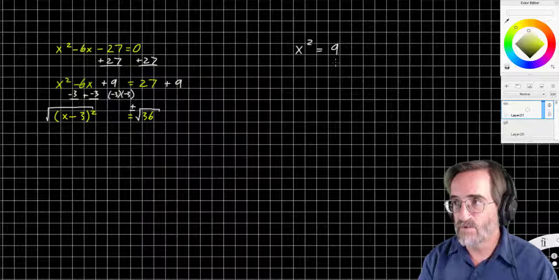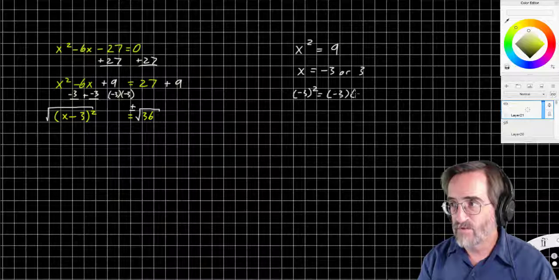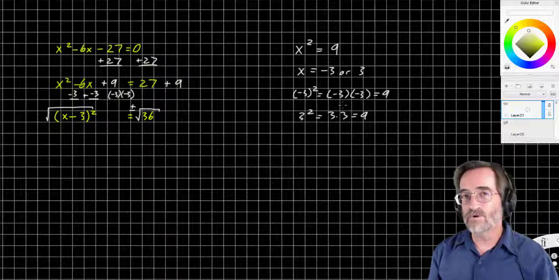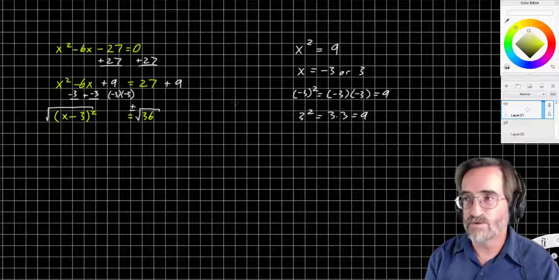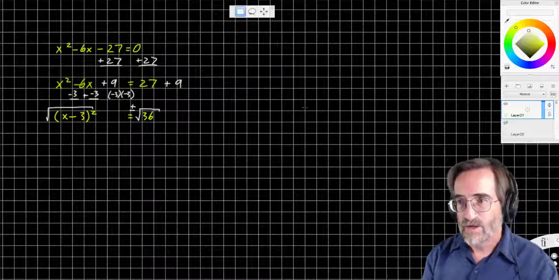Let me show another case here. Let's say x squared equals 9. X could be negative 3, or x could be positive 3, because negative 3 squared is negative 3 times negative 3, which is positive 9, as is 3 squared, which is 3 times 3, which is positive 9. So anytime you square root, there's two solutions, a positive one and a negative one. All right, so let's go on here.